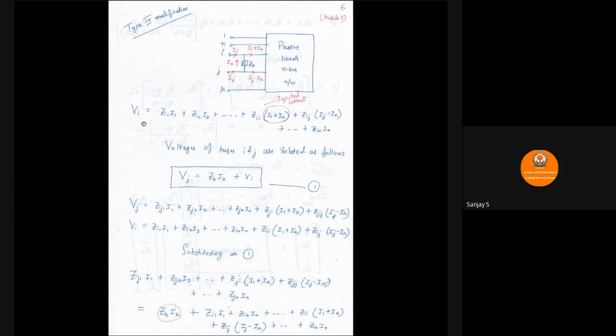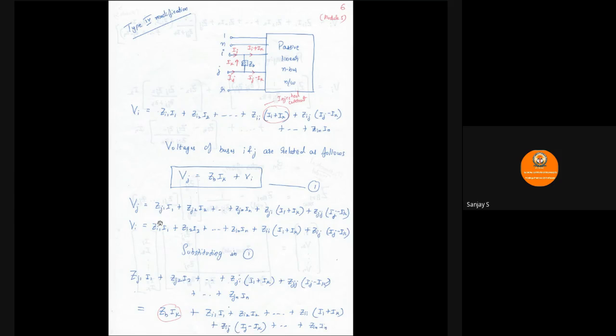Now we write the expression for Vi for this network. It will be Zi1 I1 plus Zi2 I2 plus Zii into (Ii plus Ik) in the ith element plus Zij into (Ij minus Ik) up to the last element. And then we also write the expression for Vj similarly. Then the voltages of buses i and j are related as follows. From this network we can observe that Vj minus Vi is Zb into Ik, or Vj is equal to Zb Ik plus Vi.